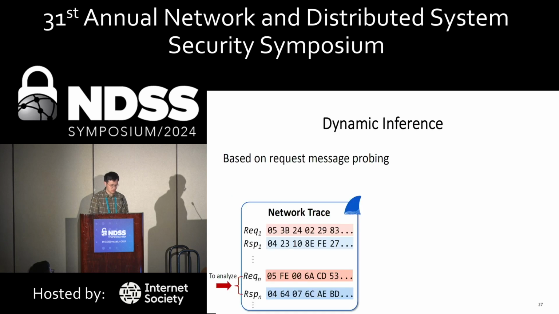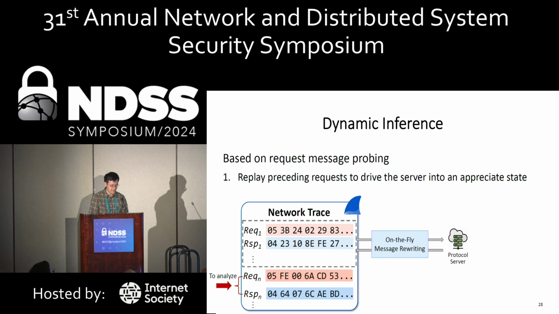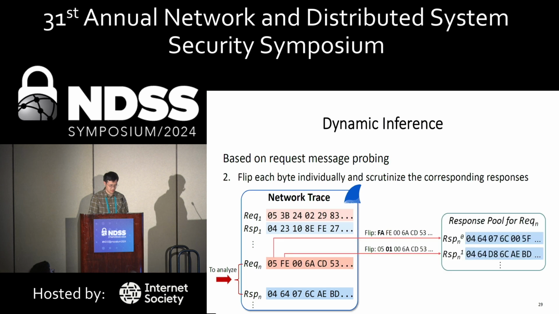Now, let's move on to the second part. We use an active approach based on request message probing. In detail, for the input network trace, DynPRE analyzes each request-response pair in turn. To analyze a request-response pair, DynPRE first replays the preceding request to put the server in an appropriate state. Then DynPRE flips each byte individually to form probe requests, sends them to the server, and collects the corresponding responses.